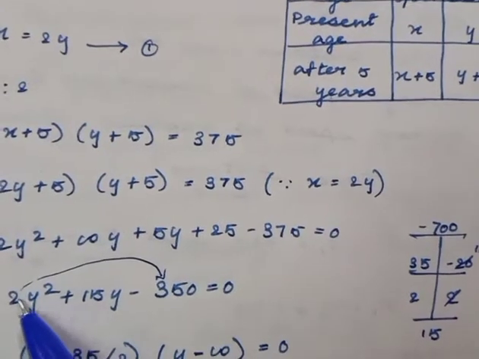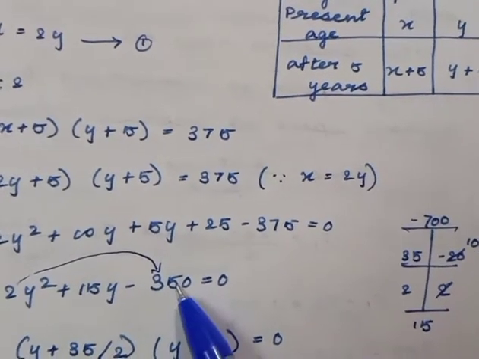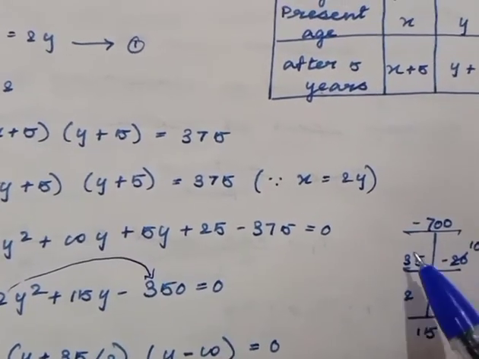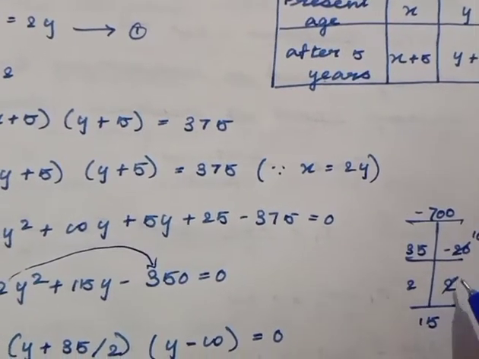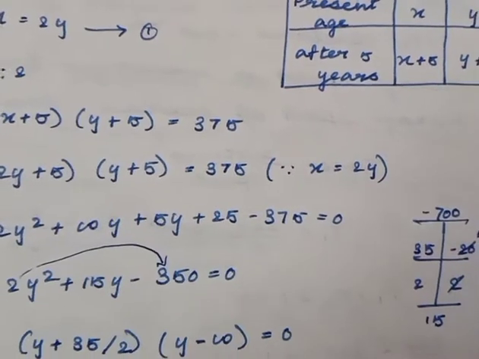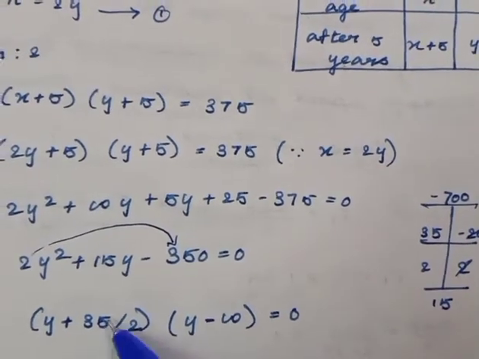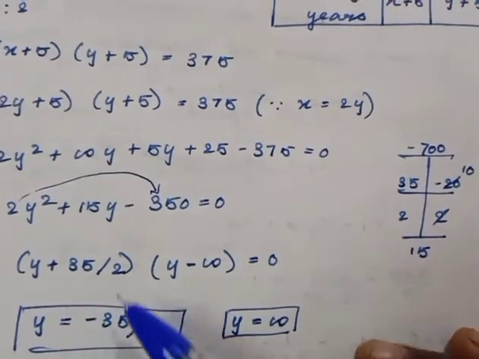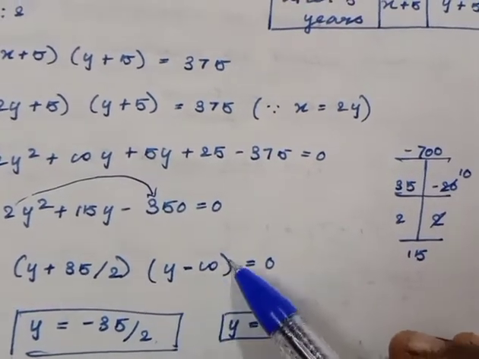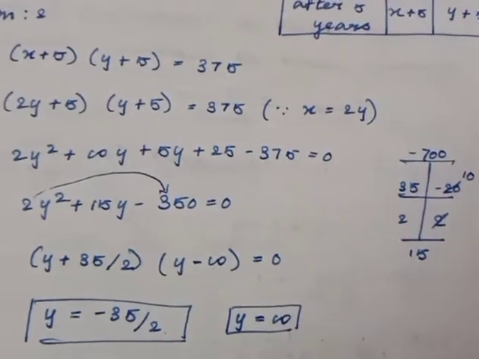In the beginning, you multiplied with 2. Then after finding the factors, divide by 2. So 35 by 2, minus 20 by 2. So that is 1 2 is 2, 10 2s are 20. So the factors are y plus 35 by 2 and y minus 10 is equal to 0. So y is equal to minus 35 by 2, then y is equal to 10.